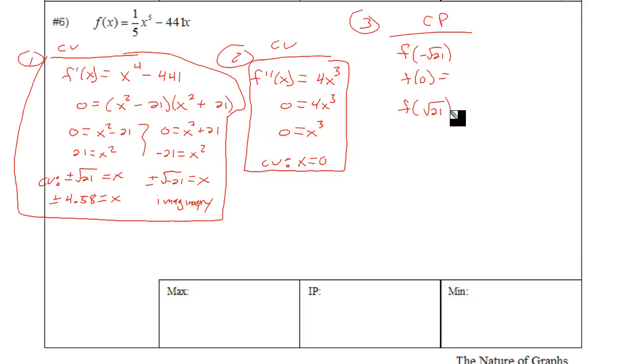I list these from smallest to greatest. If I put this into my calculator, this is approximately 1616.73. 0 gives me 0. Square root of 21 gives me a negative 1616.73. So I have these critical points.